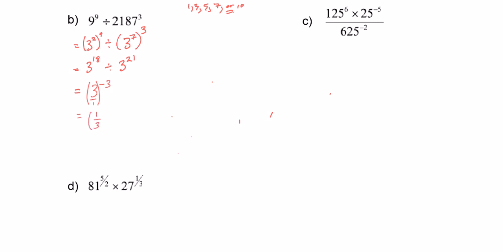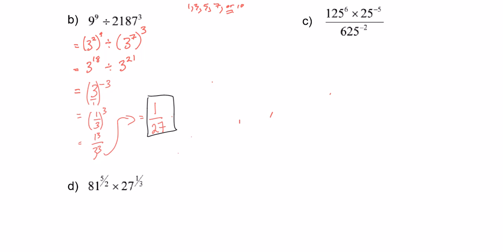1 over 3 raised to the 3, and that really means 1 cubed over 3 cubed, which ends up being equal to, well, 1 cubed is 1, over 3 cubed is 27. And that is our final answer.